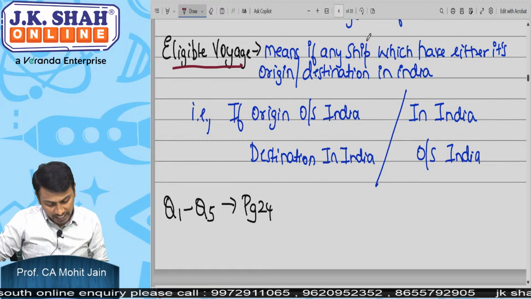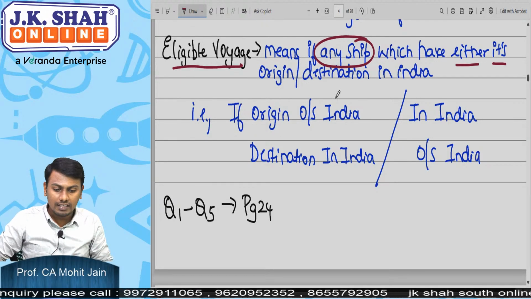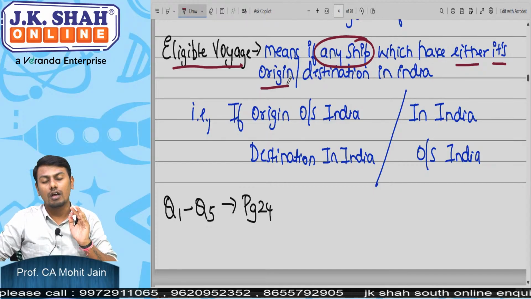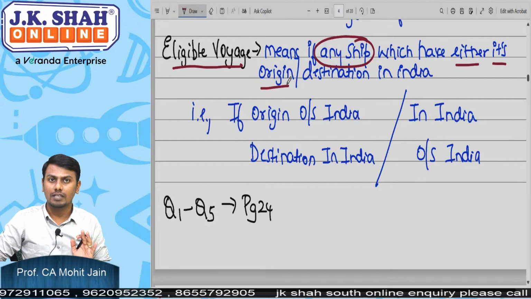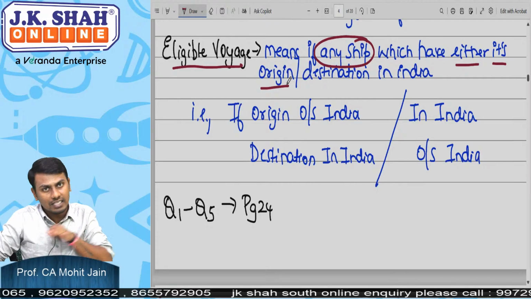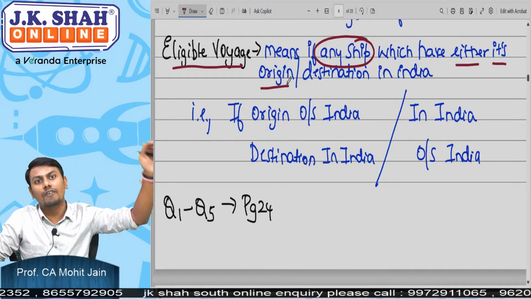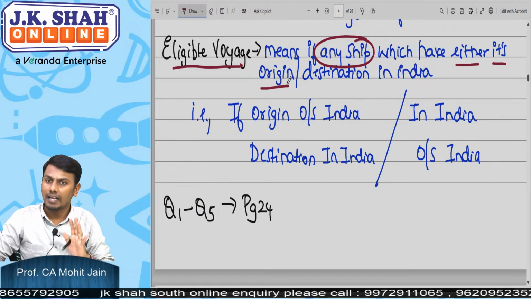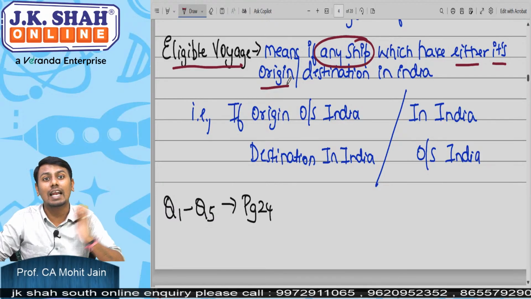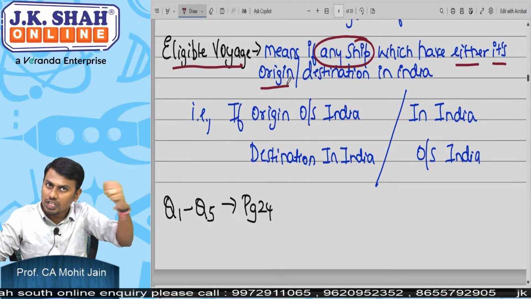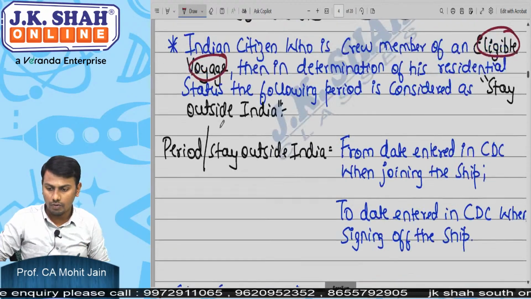Eligible voyage means any ship which either has its origination from India or has its destination in India. Matlab, any ship which is starting from India and going outside India, or any other ship which is starting from outside India and coming to India, that's called an eligible voyage. Basically any ship engaged in international traffic, either having its origination from India or having its destination in India.